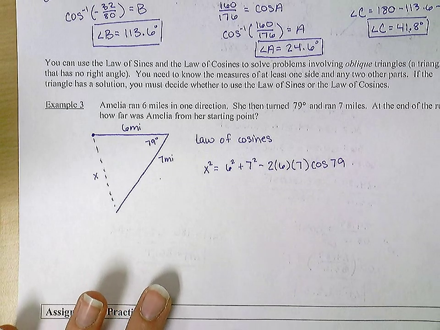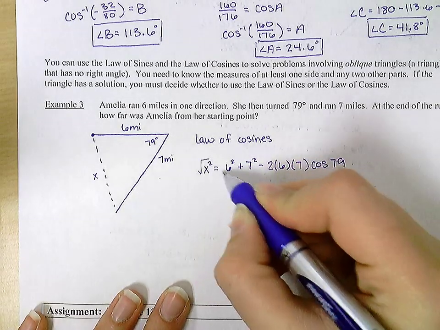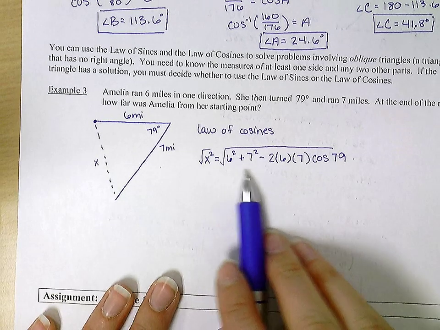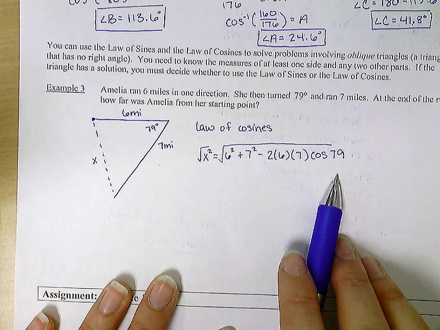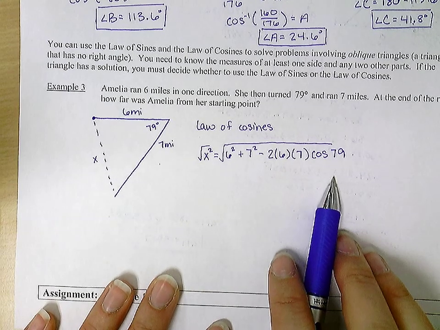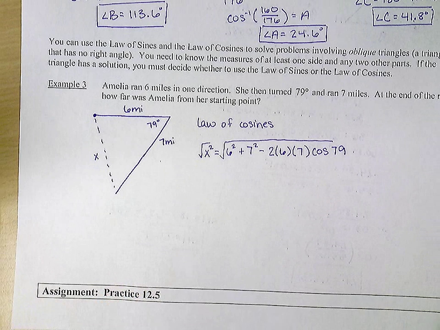Now, in your calculator, all you have to do is take the square root of both sides. If you can plug this entire quantity into your calculator as is, you can do that, and it'll give you your answer right away. So see if you can do that before I get any further here.